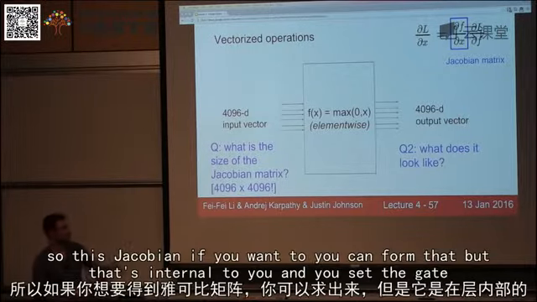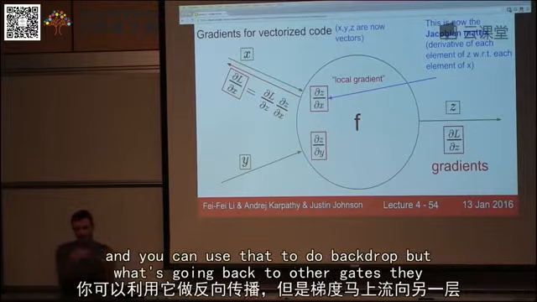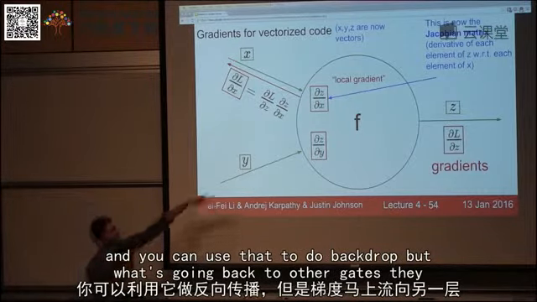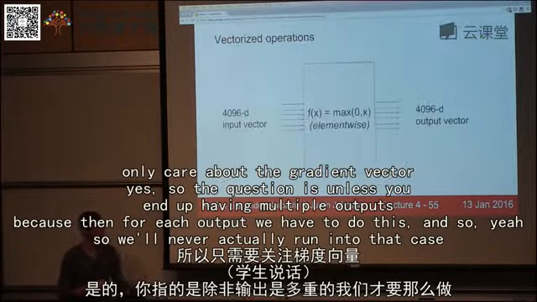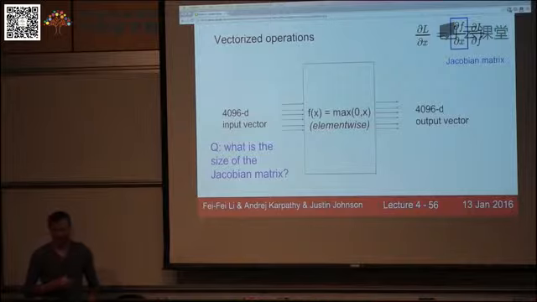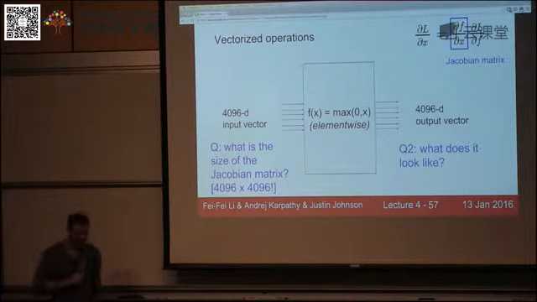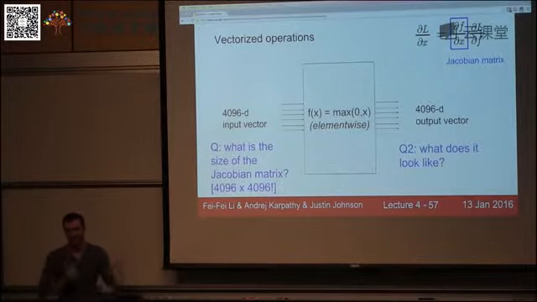That's right. So this Jacobian, if you wanted to, you can form that, but that's internal to you inside the gate. And you can use that to do backprop, but what's going back to other gates, they only care about the gradient vector. Unless you wind up having multiple outputs overall in your entire network. Yes. So the question is, unless you end up having multiple outputs, because then for each output we have to do this, and so yeah.